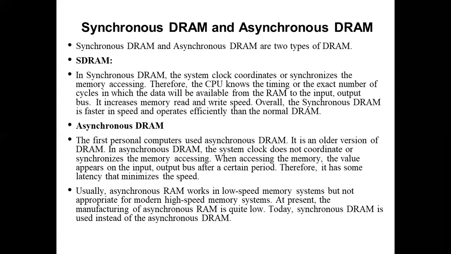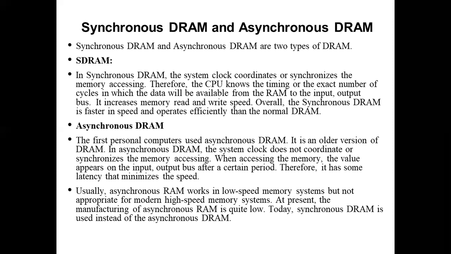What about the asynchronous DRAM? The first personal computers, the previous legacy systems, the older systems, were using asynchronous dynamic random access memory. It is the older version of the dynamic random access memory. In asynchronous DRAM, the system clock does not coordinate or synchronize the memory accessing. When accessing the memory, the value appears on the input output bus after a certain period. Therefore, it has some latency that minimizes the speed.